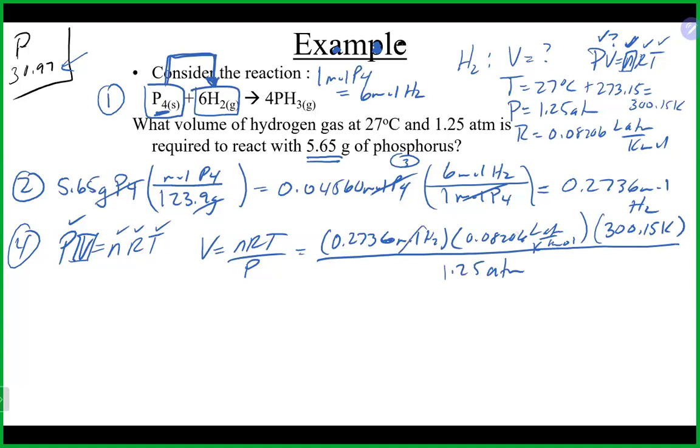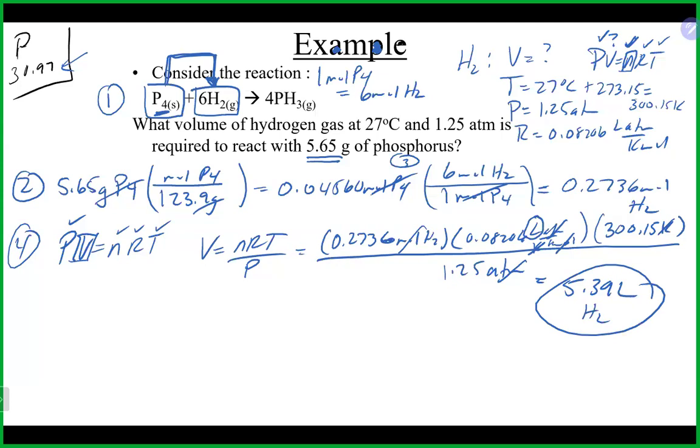The moles here will cancel, the Kelvin will cancel, the atmospheres will cancel. It's going to leave us liters left over, which is good since we are looking for a volume. And that volume is going to be 0.08206 times 300.15 divided by 1.25. Looks like we're going to end up with about 5.39 liters of H2. This again would not be a yield because this is a reactant. So that'll just be how much volume of H2 you need to throw in there.